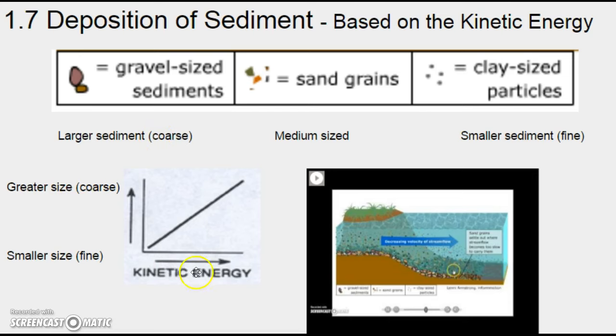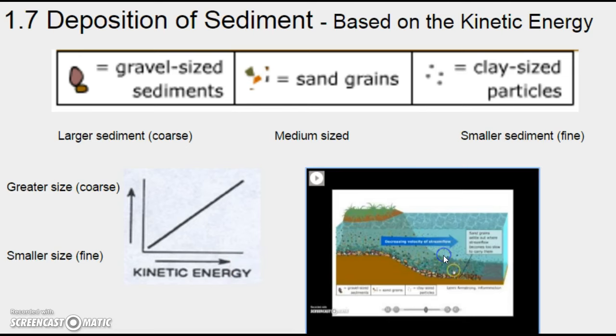And so the idea here is a relationship of kinetic energy to the size of the particle. The greater the size, the faster moving water or greater kinetic energy it takes to move a coarse-sized particle. So to have gravel move along the bed load, it takes water moving relatively quickly. But for fine or smaller sized particles, it doesn't take much kinetic energy. Water that's moving relatively slowly can handle it. It just has enough energy to carry tiny particles. So the size of the particle that's transported is directly dependent on the kinetic energy.